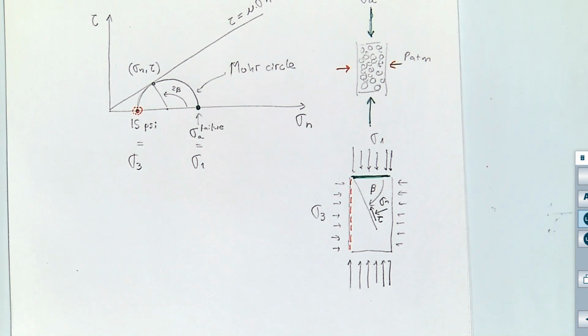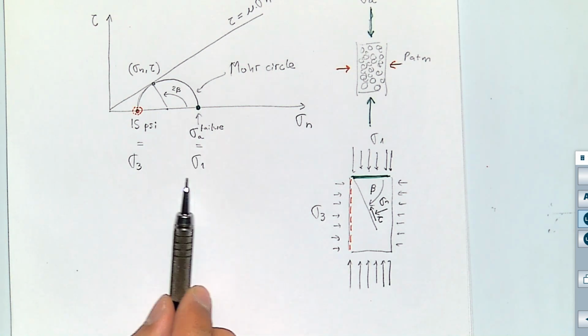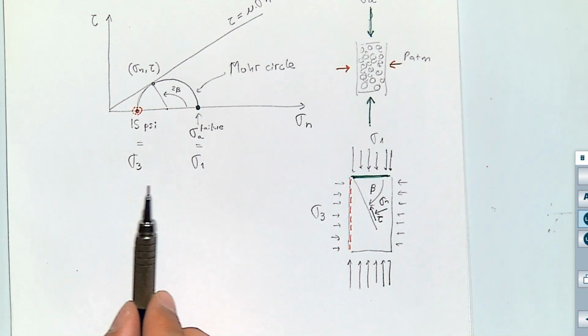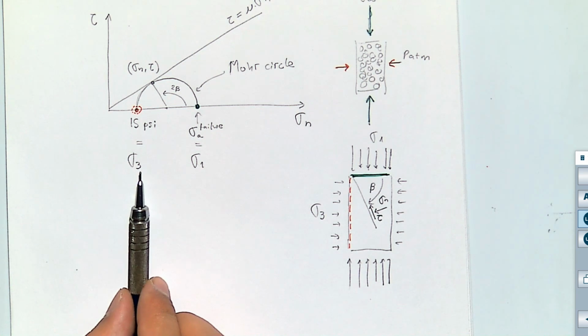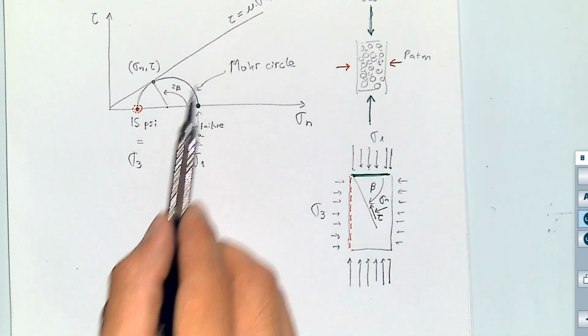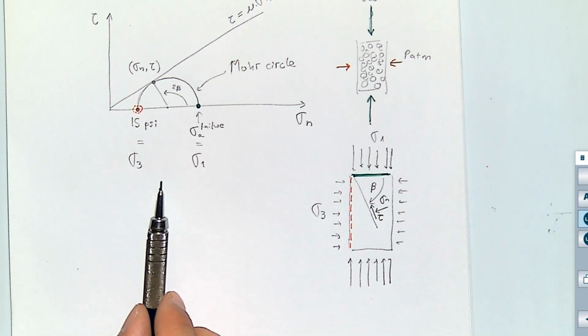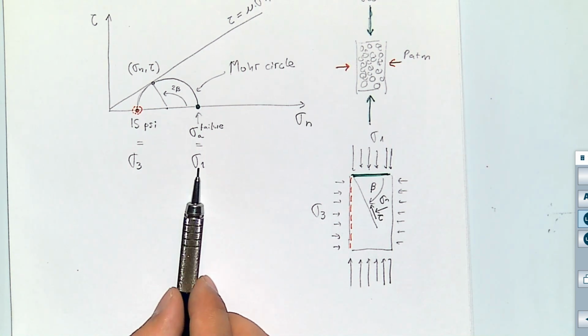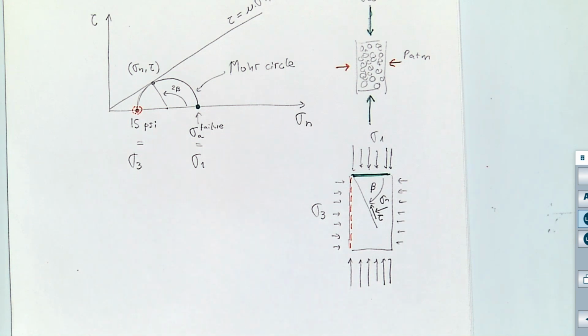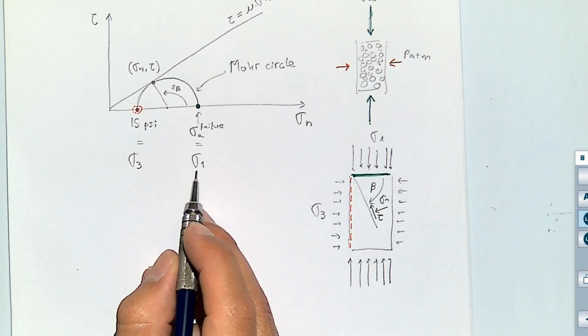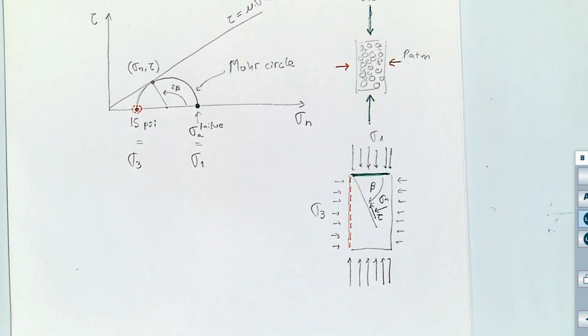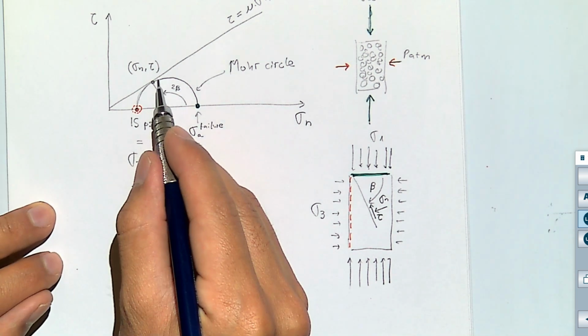And let me see. What we want to try to solve here is what is going to be this value at failure, or how many times sigma 1 is going to be sigma 3, as a function of the friction angle. So basically what I want to answer is what is the value of sigma 1 as a function of the value of sigma 3 and the friction angle. And that's going to depend on this line.